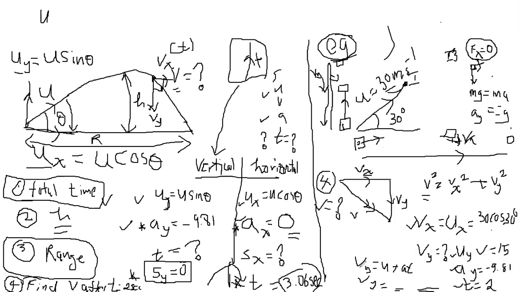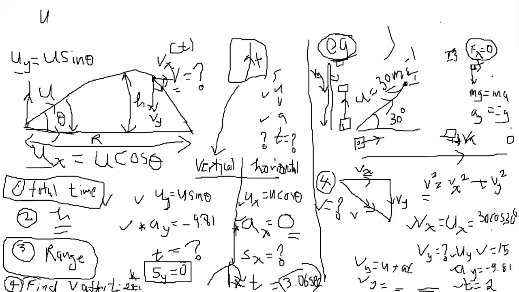U is 15, A is negative 9.81, T is 2. You will get a negative answer, right? Because Vy, the velocity, is going downward. So for Vy, you get a negative answer. Anyone got a negative answer? That means correct.